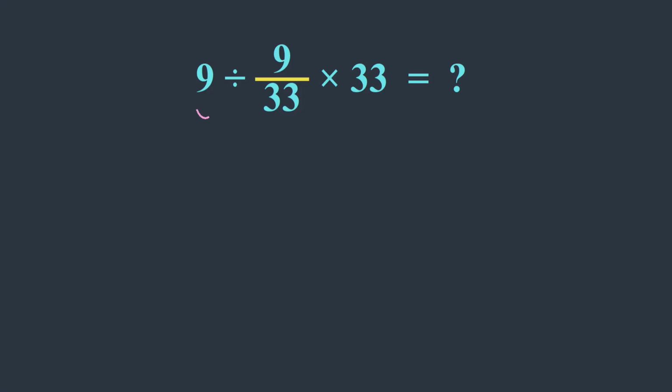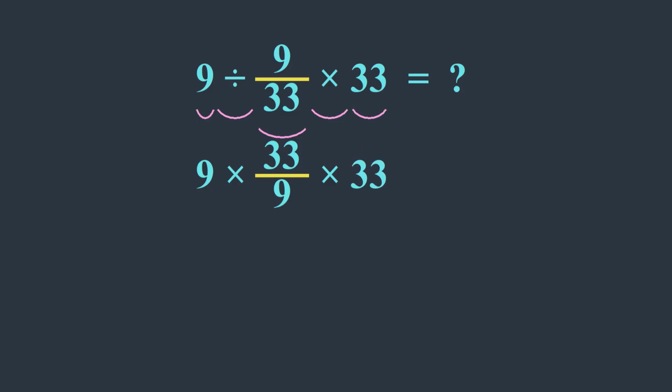9 divided by 9 over 33. To do this division, write down the 9, then change division to multiplication and flip this fraction to 33 over 9. And here again, we have times 33. Now we have this new problem.